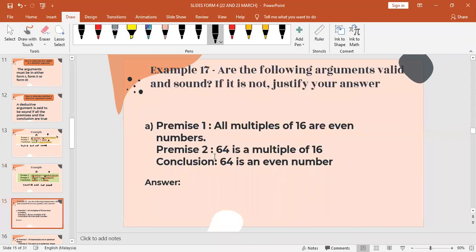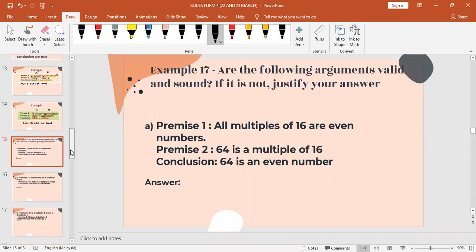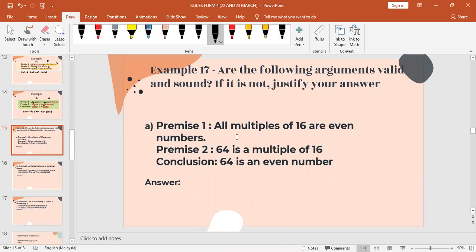So for example 17, are the following arguments valid and sound? If it is not, justify your answer. Okay, I will give you 3 minutes and then after this, maybe just 2 minutes. And then after this, I will ask for your answer. Is it okay? Yes, okay.